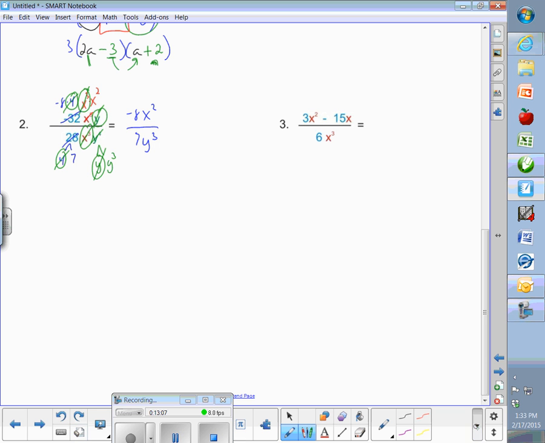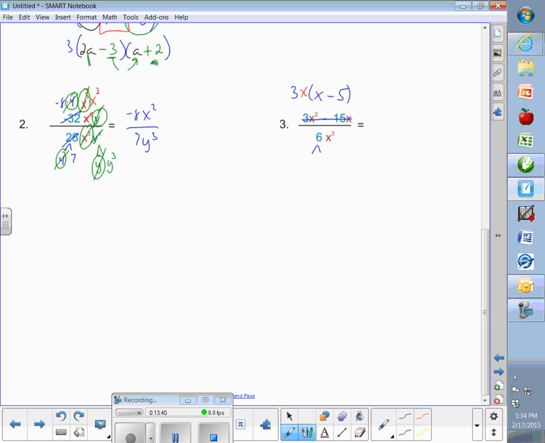Here's what I mean. Let's deal with the numbers first. Isn't there a common 3? Right? There's a common 3. And isn't there a common x? There is a common x. What does that leave you in the top? An x minus 5, right? 3x times the quantity x minus 5. Okay, that's what that has become.